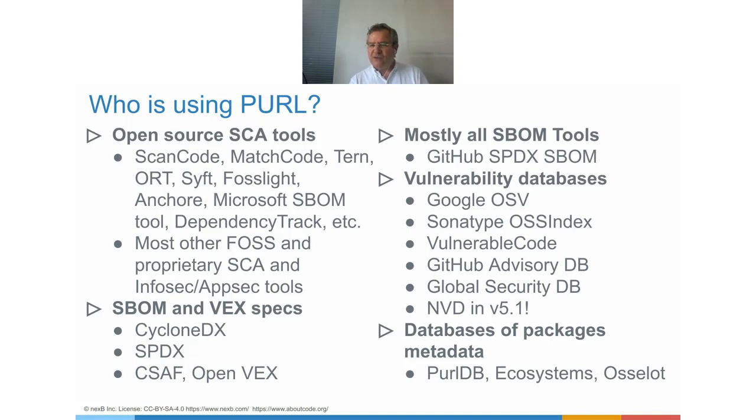Sonatype OSS Index is also keyed by package URL, VulnerableCode, of course. There's the Cloud Security Alliance Global Security Database, which also uses the OSV format and is keyed by PURL. And finally, the NVD, which in version 5.1 will have a PURL too. Beyond this, there are databases of package metadata. I didn't put a logo because they're not exactly using PURL, but they're using something which maps essentially one-to-one with PURL.